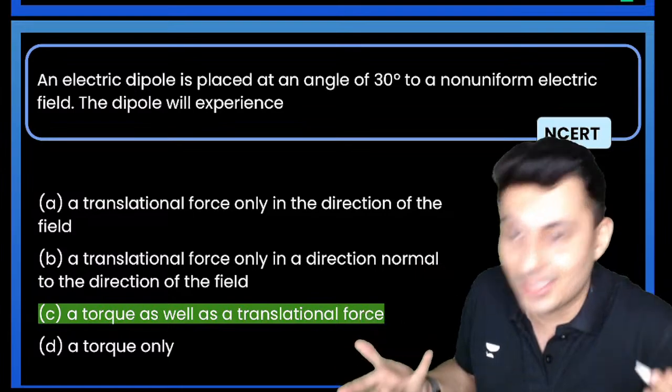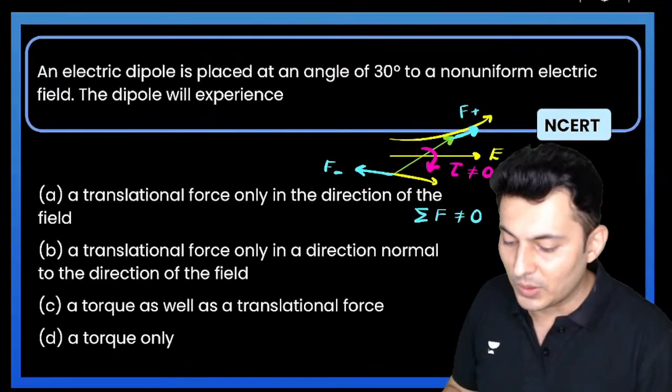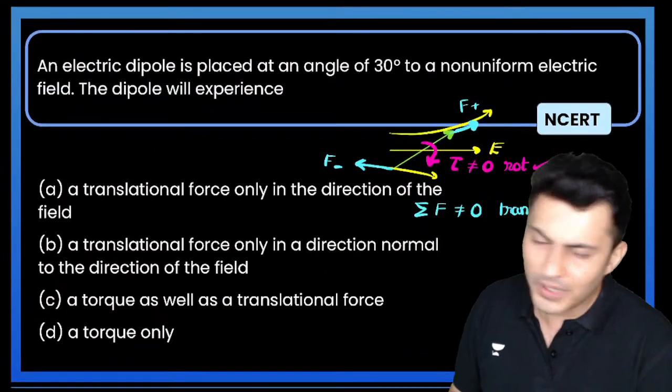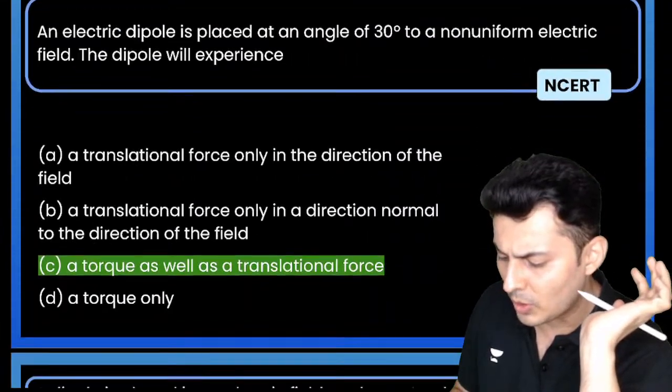Everybody can see that option C. Very good. So that's how you should do analysis. Okay, I've explained everything in this problem.